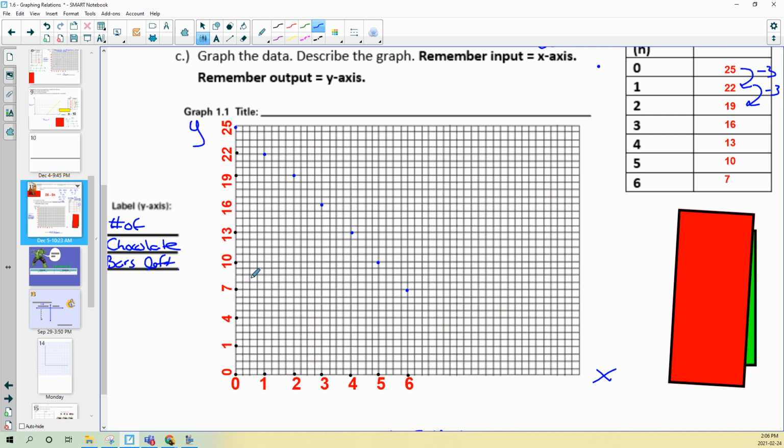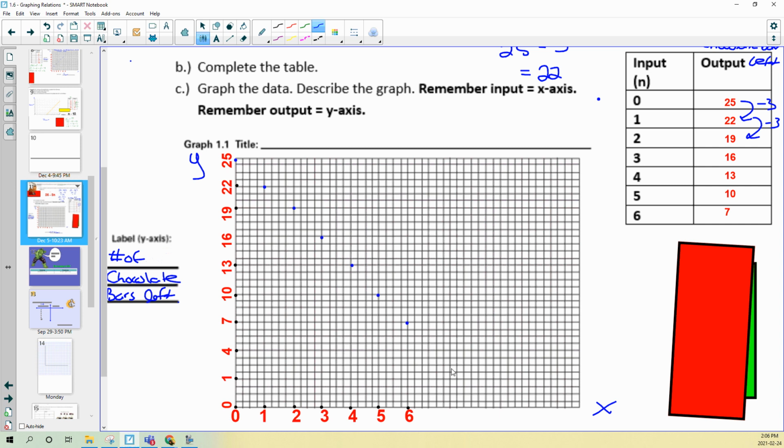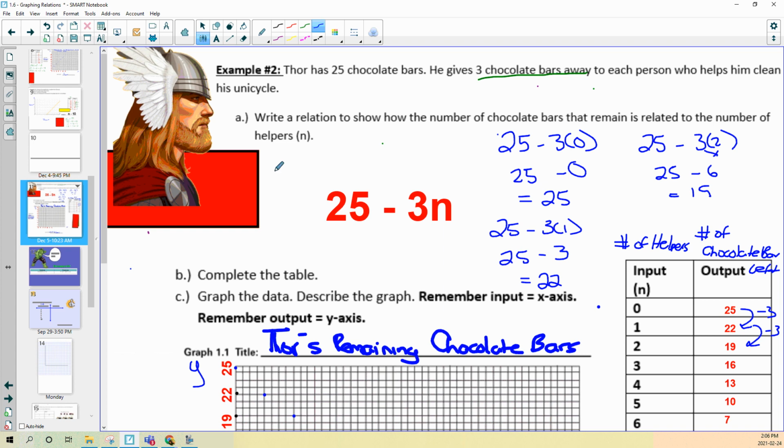So the only thing that we have left to do is a nice title. We've labeled both the x and y axes. There can be many titles that you can use. I'm going to use Thor's remaining chocolate bars. Okay, so there you have it. That is example number 2.